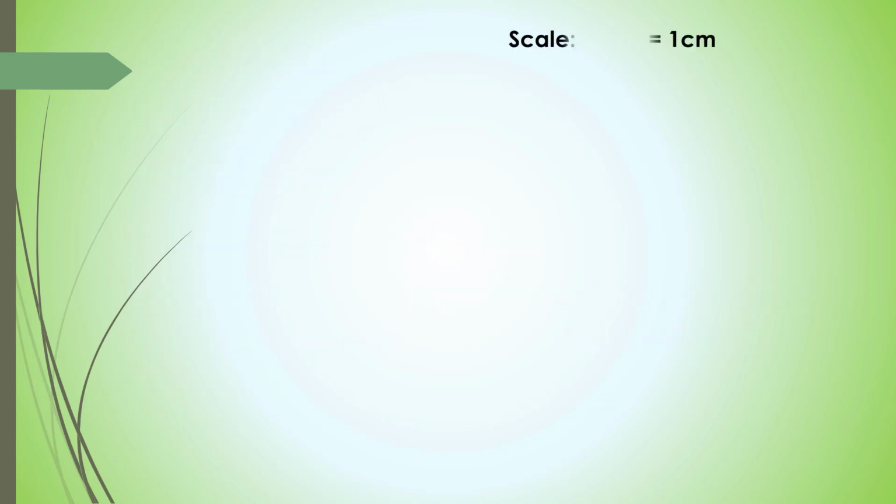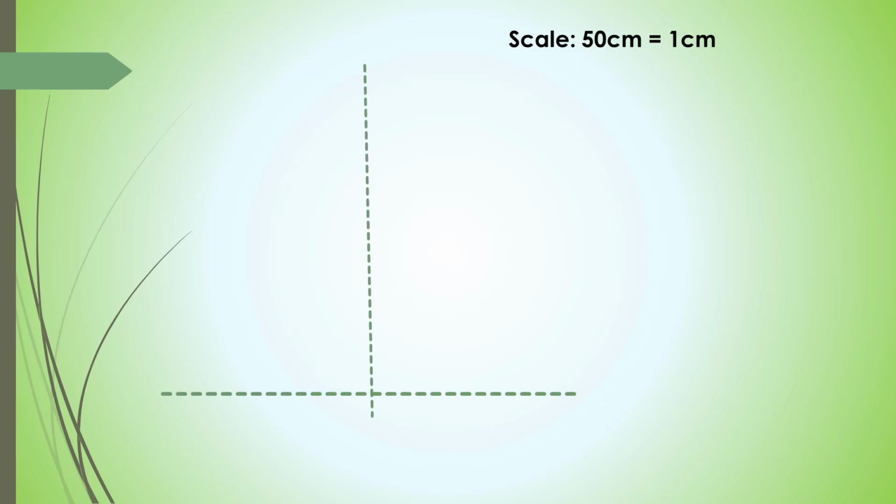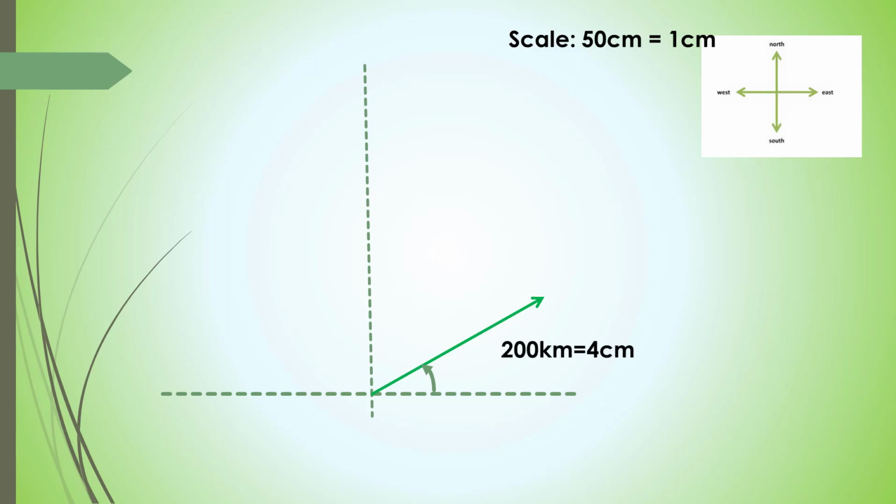First we have selected the suitable scale, 50 kilometers equal to 1 centimeter. We will select a starting point, and first we know that the ship travels 200 kilometers at 30 degrees north of east. Check the directions, north of east. So it is traveling 200 kilometers, which is 4 centimeters, at 30 degrees.